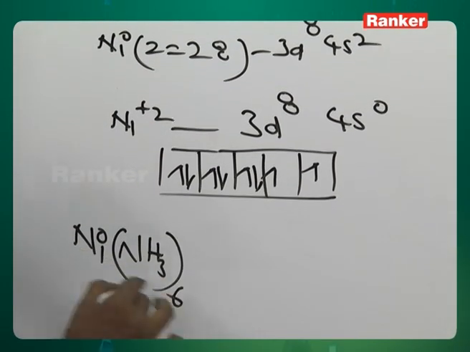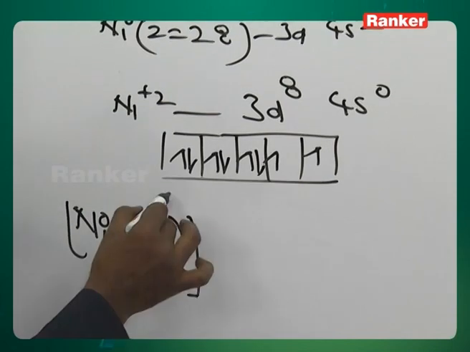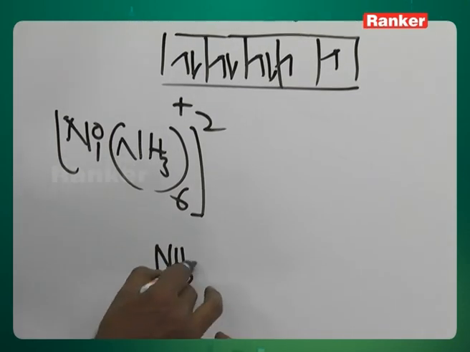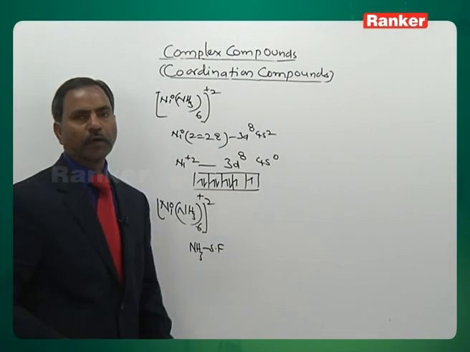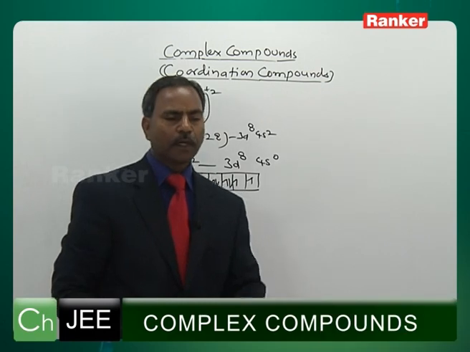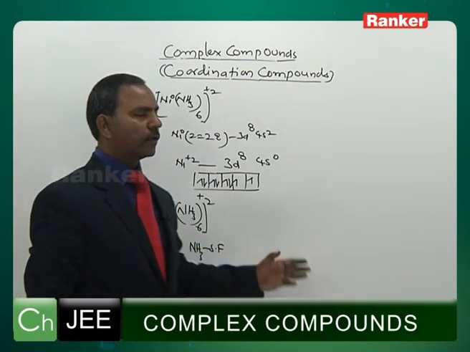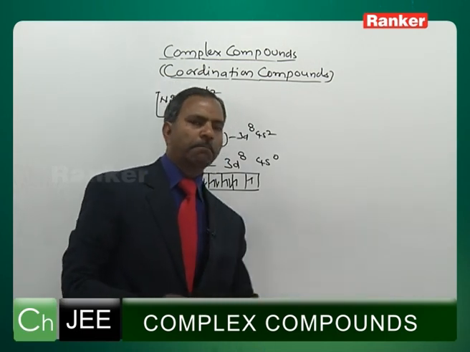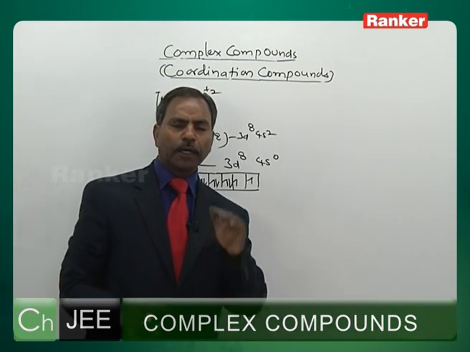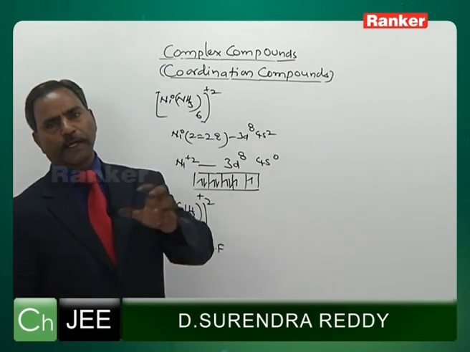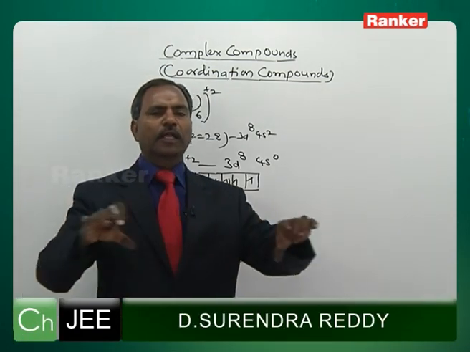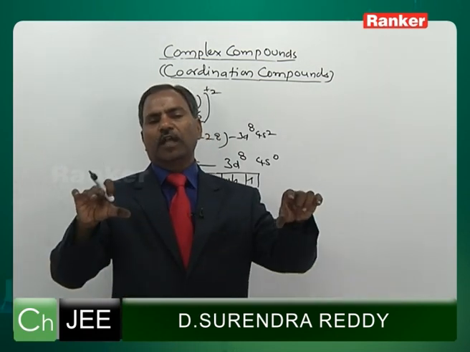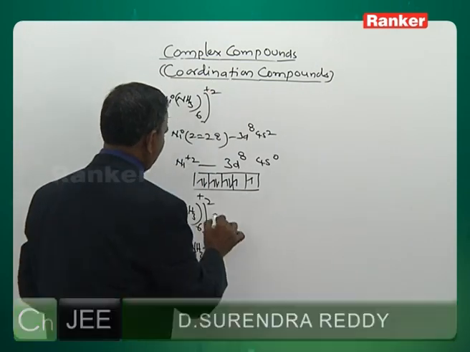NH3 taken 6, plus 2. NH3 is well known to us. We already discussed it is actually a strong field ligand. Here you see, electrons have to be getting paired because it is strong field. But in this particular complex, nickel plus 2, d8 octahedral geometry, electrons are not getting paired. Why are they not getting paired? What happens if the electrons are getting paired? Let us check it now.